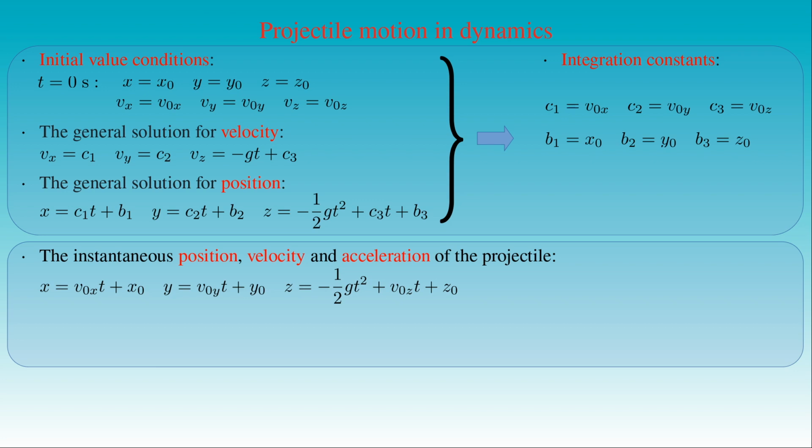Its z-coordinate is equal to -1/2 times the magnitude of the gravitational acceleration g times the square of the time t, plus the z-component of its initial velocity v0 times the time t, plus the z-coordinate of its initial position.